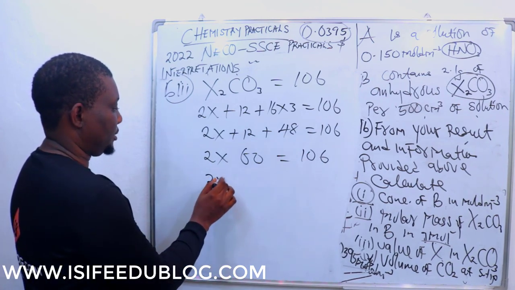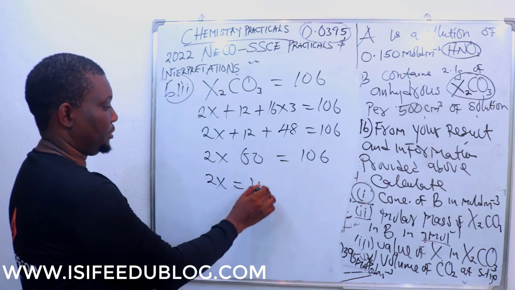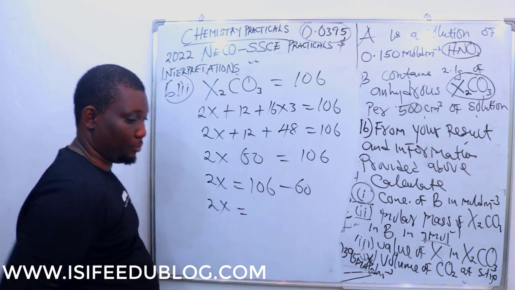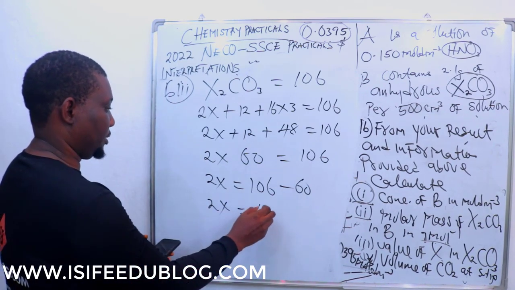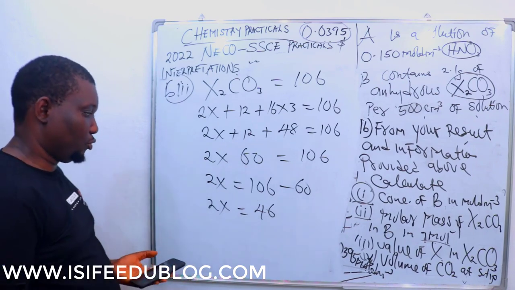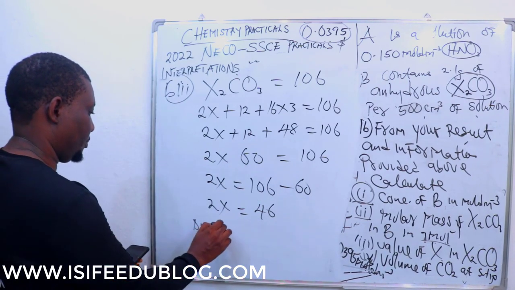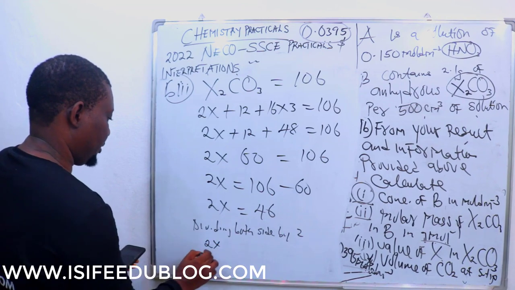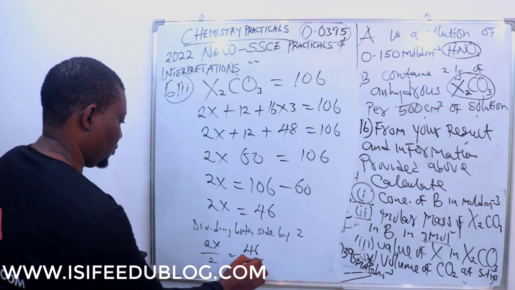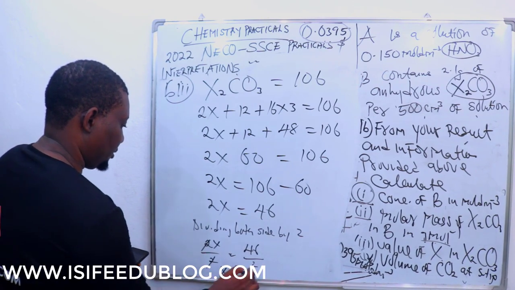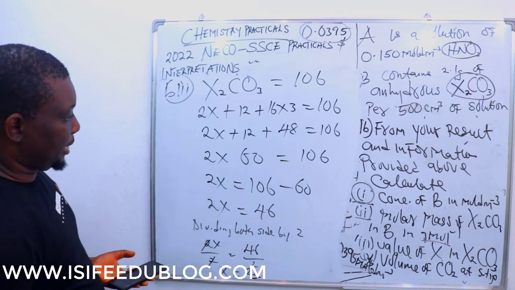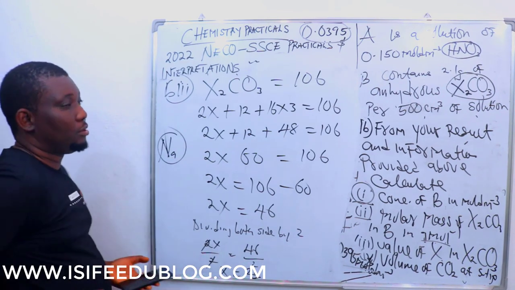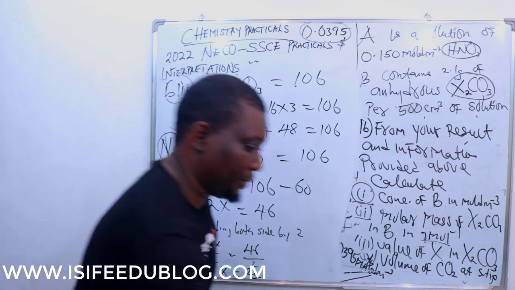2X equals 106 minus 60. That's 46. So if you divide both sides by 2, we should have 2X over 2 equals 46 over 2. So now X alone is 23. That has given us the clue that 23 is the mass of sodium. The mass of sodium is simply 23.